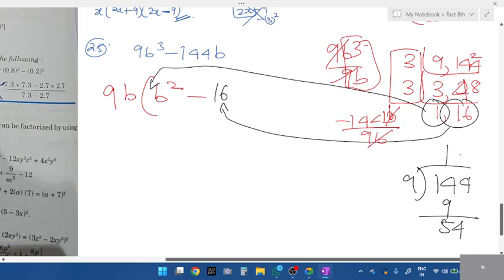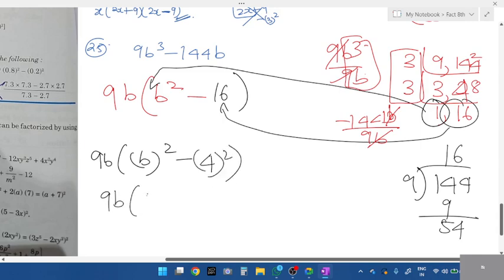How many times does 9 go in 54? 9. 54. Is it clear? Did you understand? Okay. Convert B square, we have 16, a perfect square. 16, I can write it as 4 square. 9B, B plus 4 into B minus 4 is the answer.